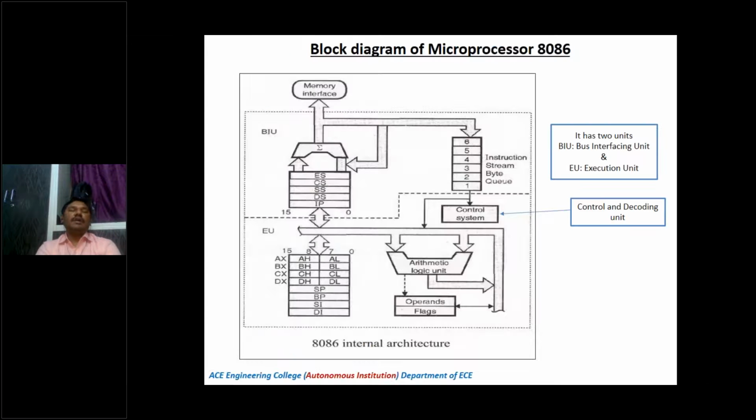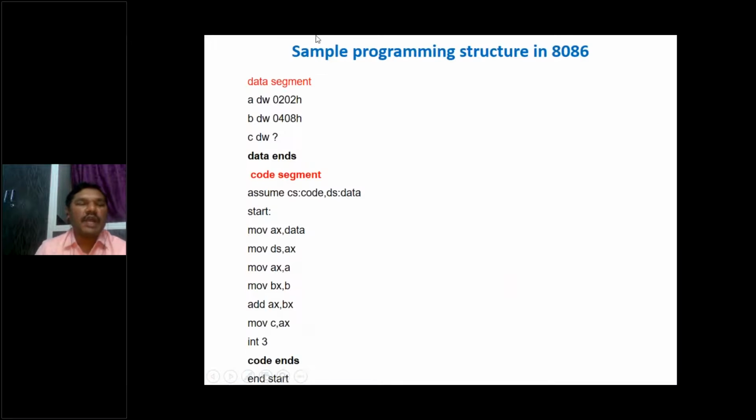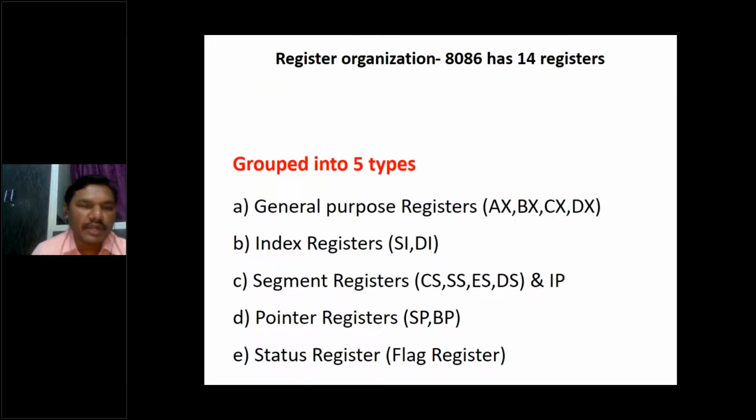You see here, this is called the bus interfacing unit and these are its registers, and this is called the execution unit and these are its registers. I will show you one by one. And this is the program. Here you can see AX, DS, AX, BX, AX, and these are all called registers. To write a program, we need registers.